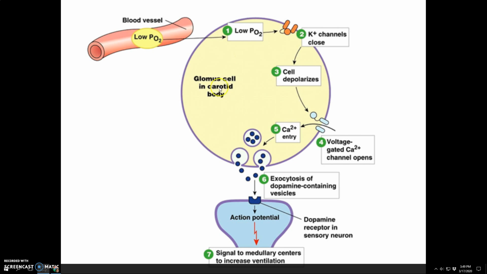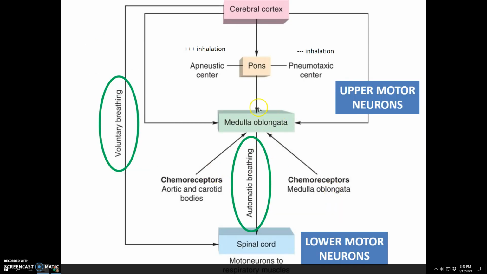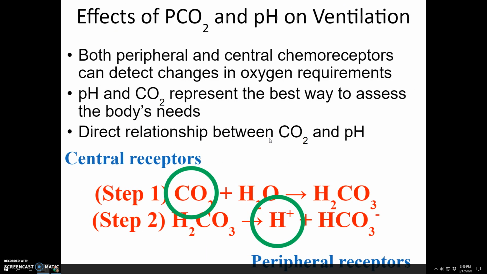So this is again showing a little bit more physiology related to the effects here that then you can connect to why the medulla starts to signal a little bit more quickly. So what are the effects of these peripheral and central chemoreceptors? Well, both of these receptors, as I mentioned, are responsible for detecting changes in oxygen requirements.